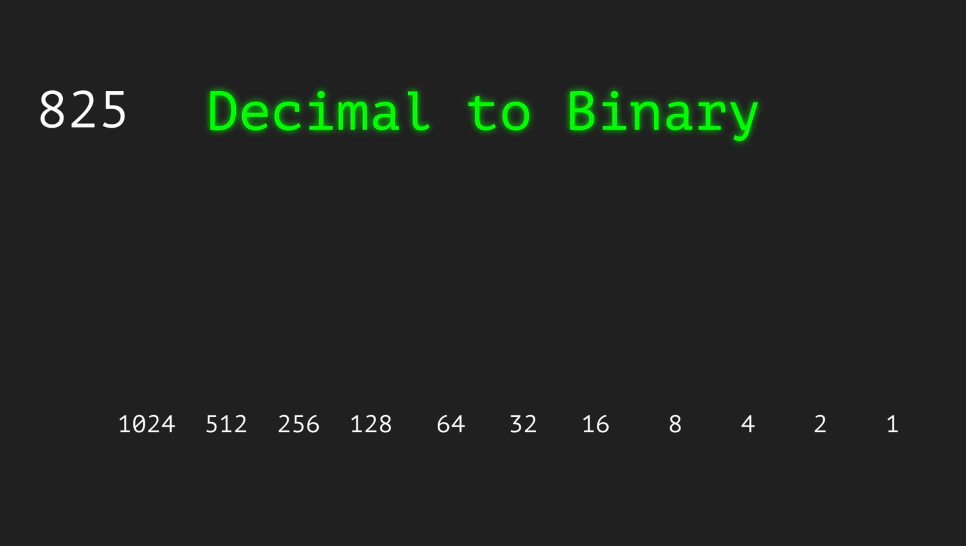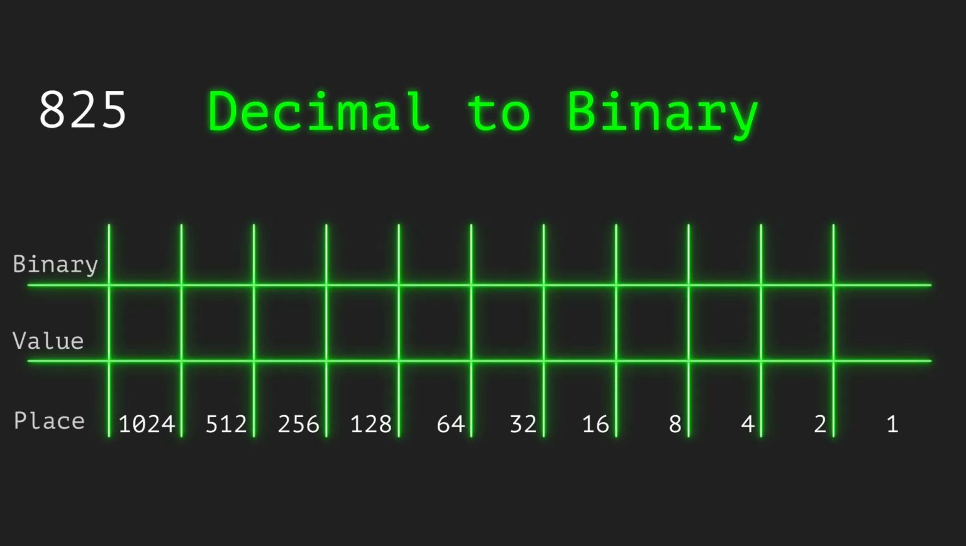Next, let's construct a table with 3 columns. Binary, which is where we're going to be writing the digits for the binary number we're constructing that will be equal to 825. Value, which we'll use to store intermediate values for our calculations. And then the place row will represent the place that each binary digit will represent.